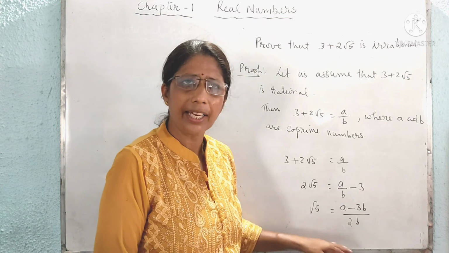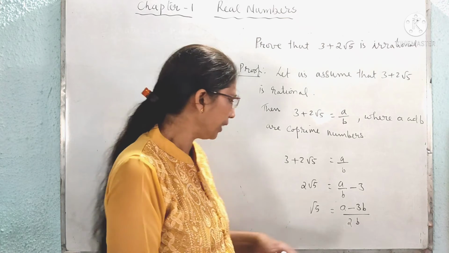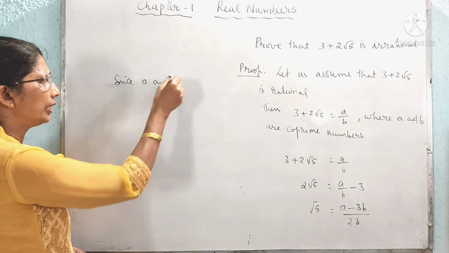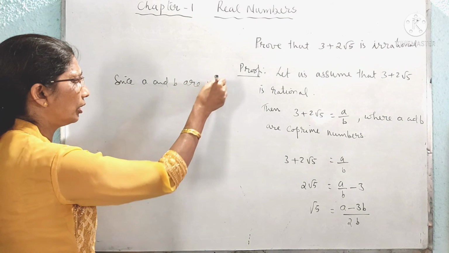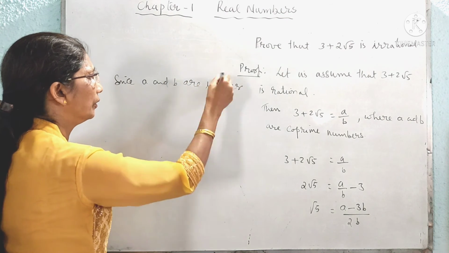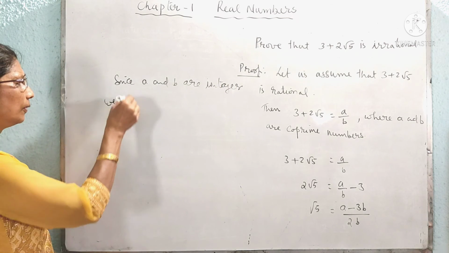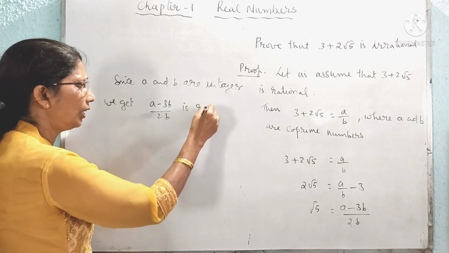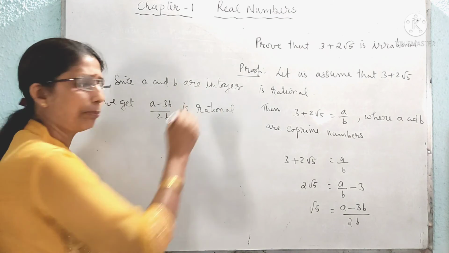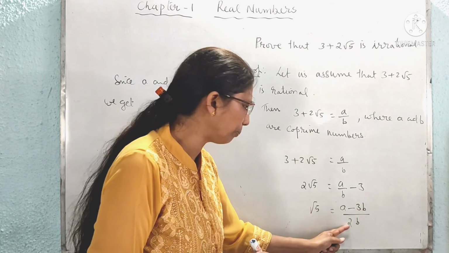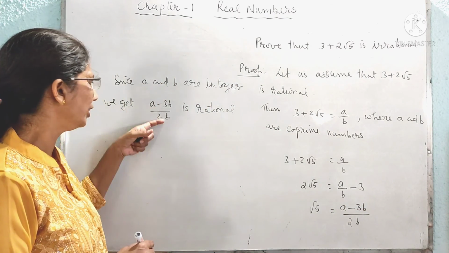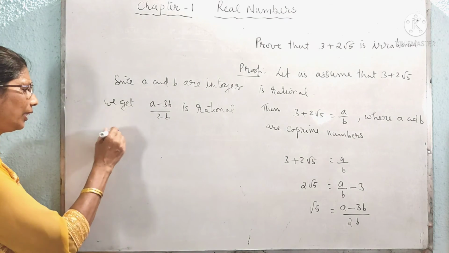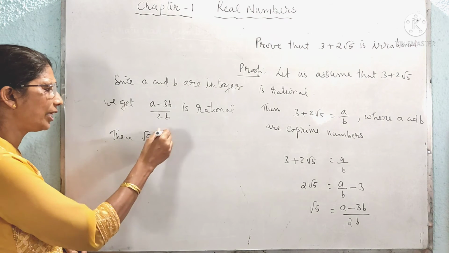Here, since a and b are integers, we get a minus 3b upon 2b is rational. This is coming as a rational number. Because these two are integers, this will be rational. Means this is rational, means then root 5 is rational.